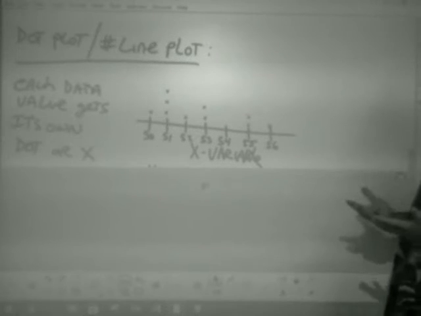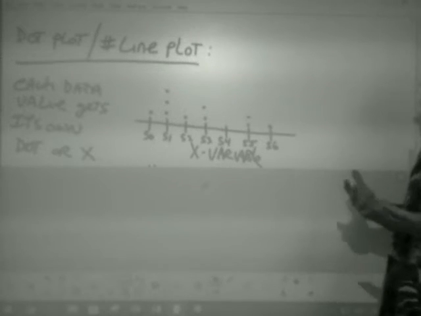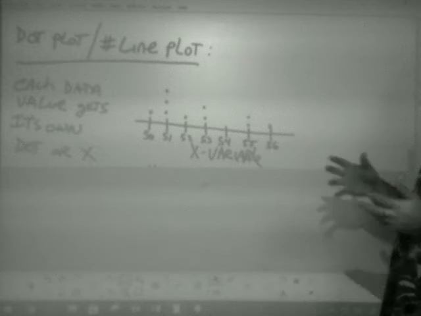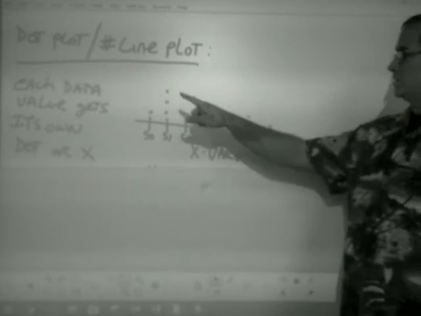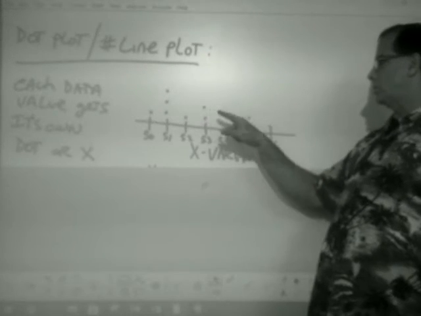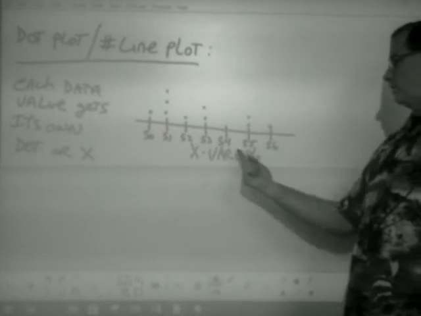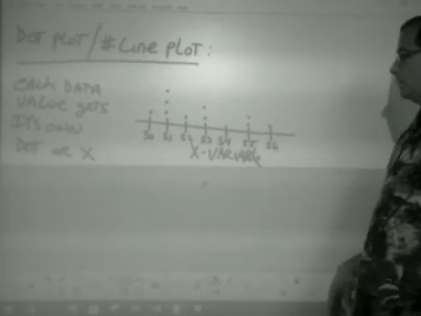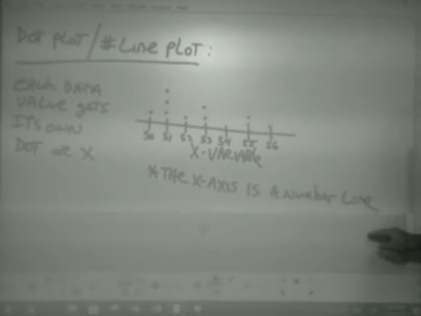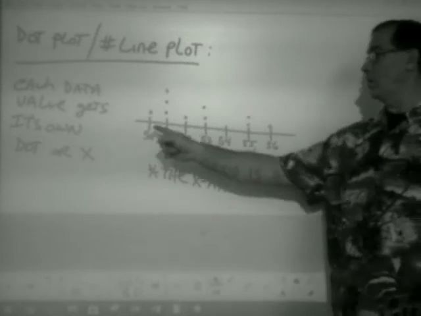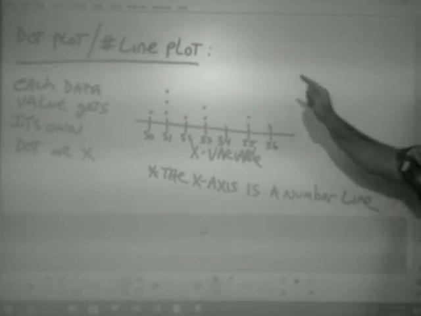But what I'm showing you is, in a dot plot, each value gets its own dot, or you could use an X. And now you can easily see there's 1 of these, 3 of these, 1, 2, none, 2, and 1. You still have to label what this variable is. And this x-axis is a number line. So you lay out your number line and then you put your dots.